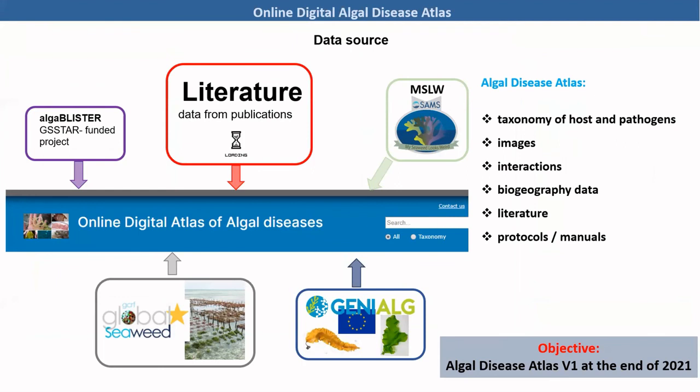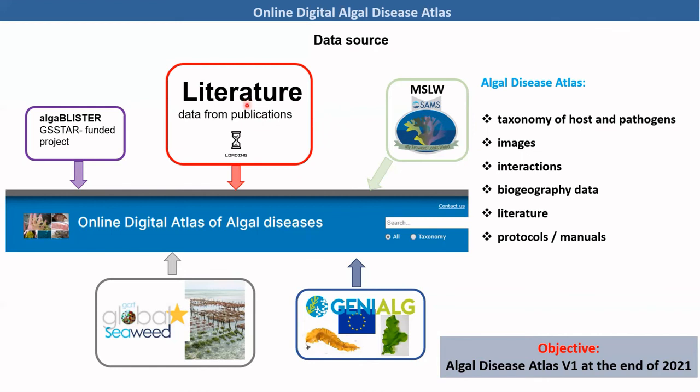So this disease atlas is currently in preparation, and it will contain some taxonomic data of pathogens and host algae, as well as images, like for instance, different life cycle stages of the pathogen or microscopic and macroscopic disease symptoms. Furthermore, it will contain some biogeographic data, literature, and protocols. The data that are going into the disease atlas originate to a large extent from already published literature, and we aim to also include relevant information from non-English literature.